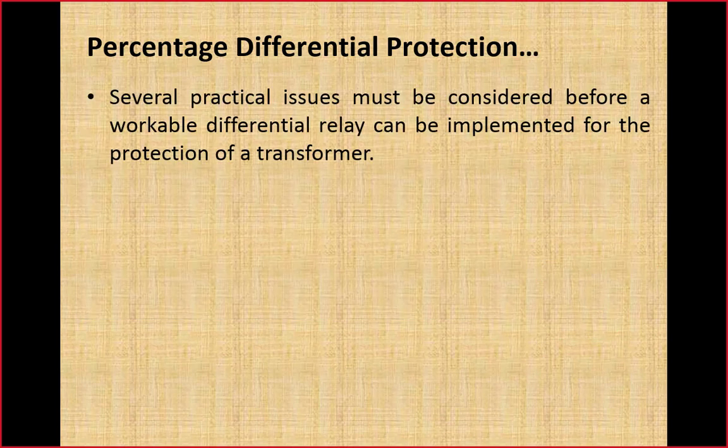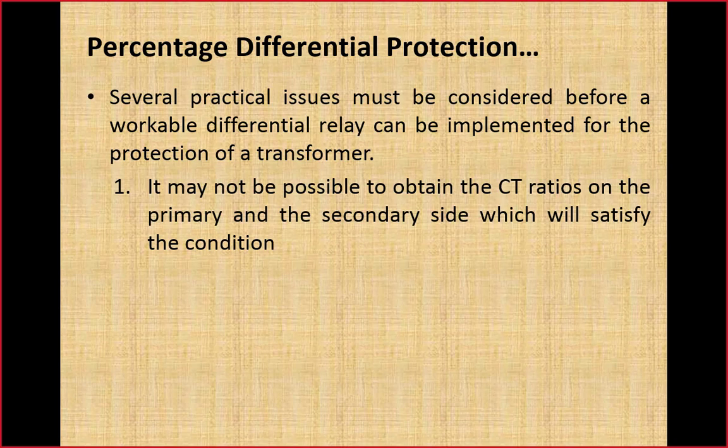Now here we discuss several practical issues that must be considered before implementing differential protection for transformers. First, it may not be possible to obtain CT ratios on the primary and secondary side which will satisfy this criterion required to equalize the two side currents. This is the first obstacle, because we have to select the CT ratio from the standard CT ratios, and it is not possible to satisfy this condition. Due to this reason, there will be a difference in the two side currents.